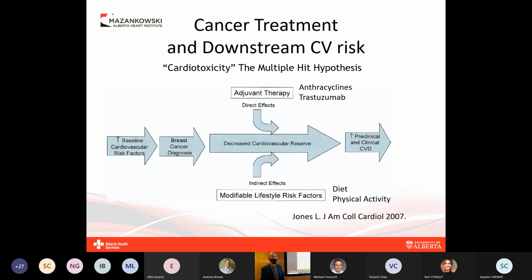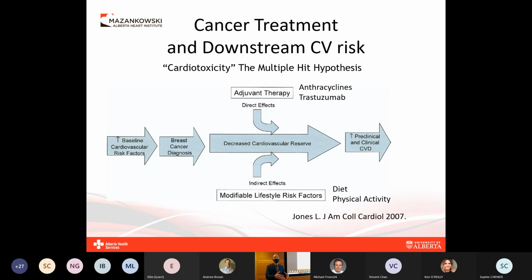Additionally, the cancer treatment itself would place patients at higher risk for incident cardiovascular disease. And this is a study that people from my group published in 2007, which proposed something called the multiple hit hypothesis. They theorized that many cancer patients at baseline have subclinical cardiovascular disease, and they then go on to receive treatments which directly injure the myocardium or the vasculature, or both in some cases.